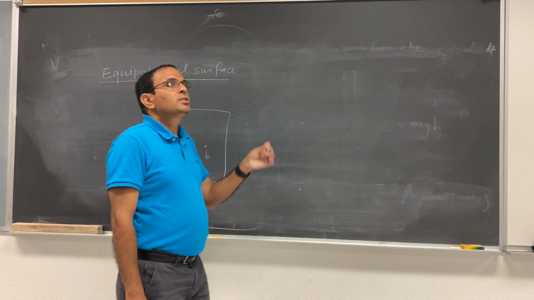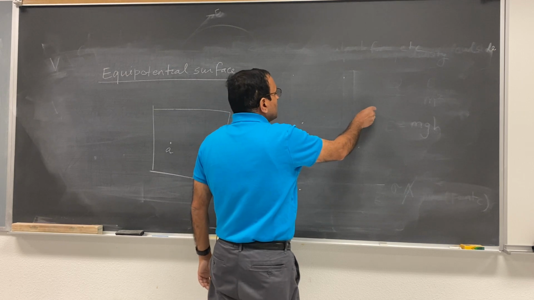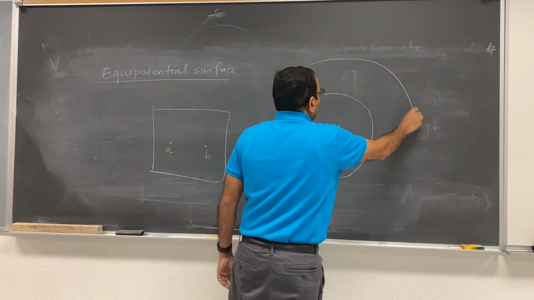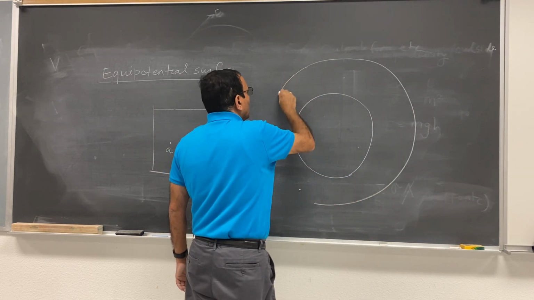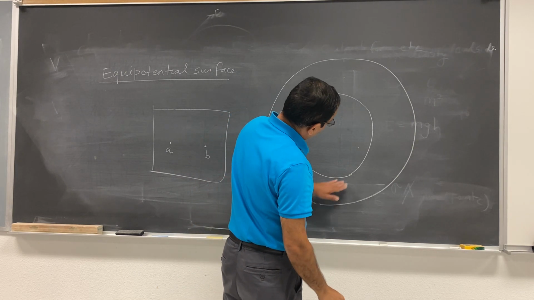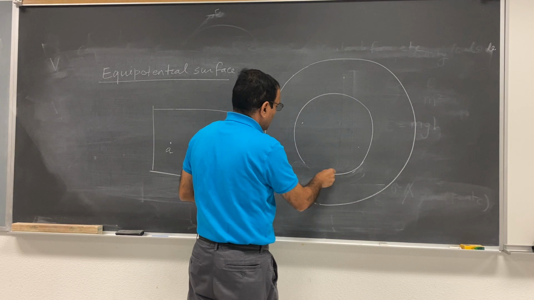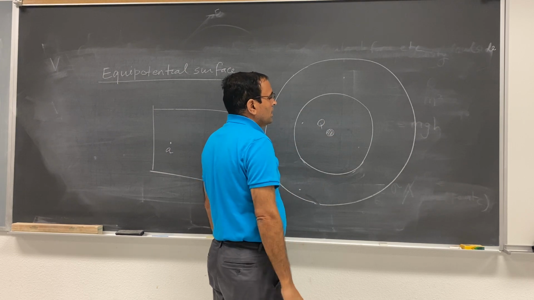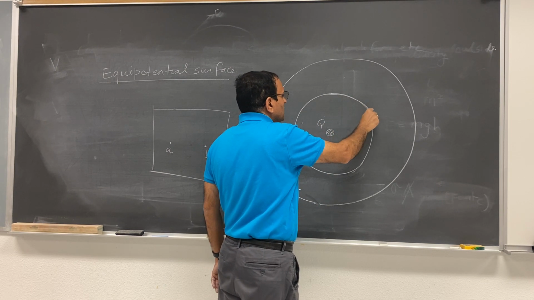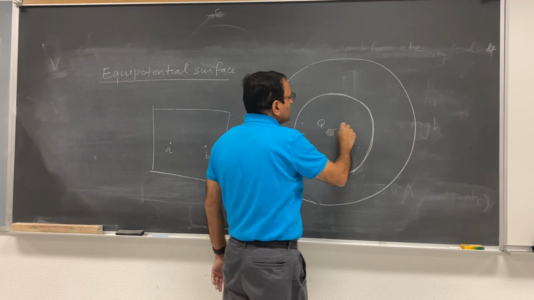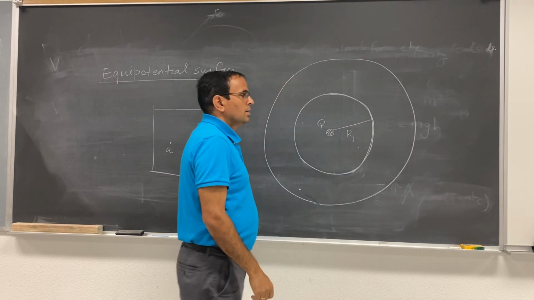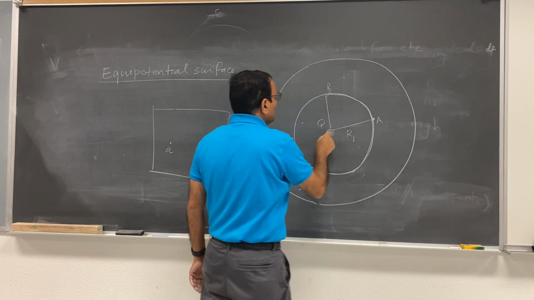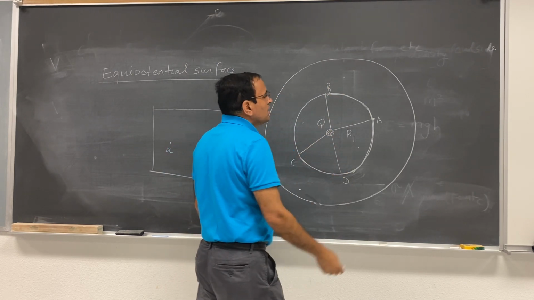So an equipotential surface is a surface having equal potential. For example, let me draw something like this. Let us suppose you have a little charge here, Q, and this is the sphere. Let us consider this is radius R1. I want to calculate the potential right here, let me call it point A, and at point B, point C, point D, everywhere.